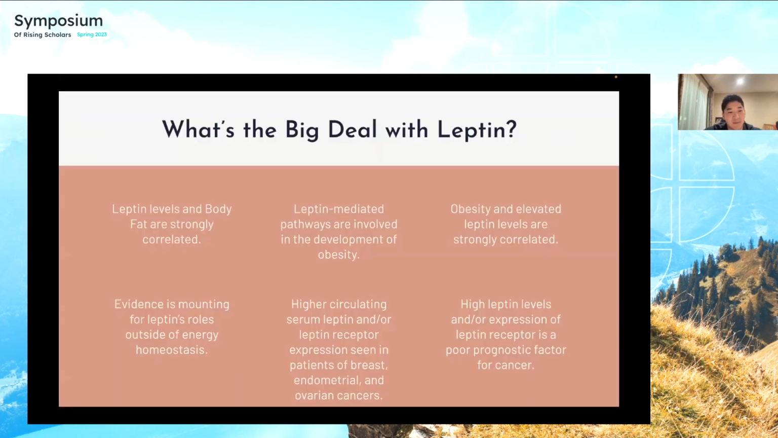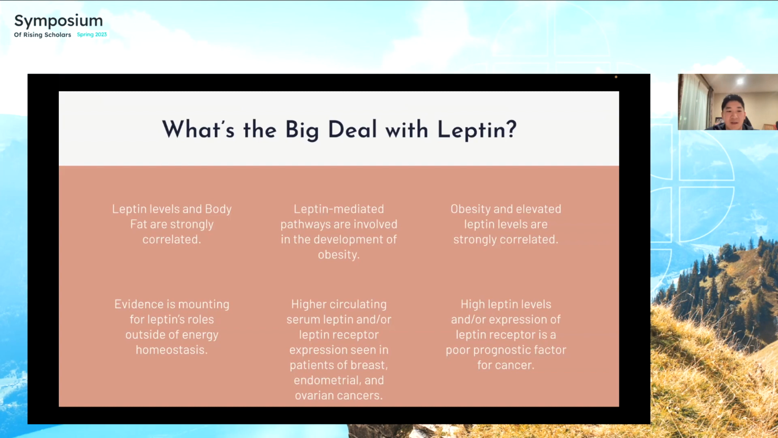So what's the big deal with leptin? Leptin levels and body fat are strongly correlated, meaning that individuals with higher body fat levels are likely to have higher leptin levels as well. Obesity status and leptin levels are also strongly correlated, which means that obese individuals will likely have higher leptin levels as compared to normal weight individuals. Of note is that leptin-mediated pathways have been established to be involved in the development of obesity. There's a lot of evidence showing increased leptin receptor activation and expression in adipocytes.